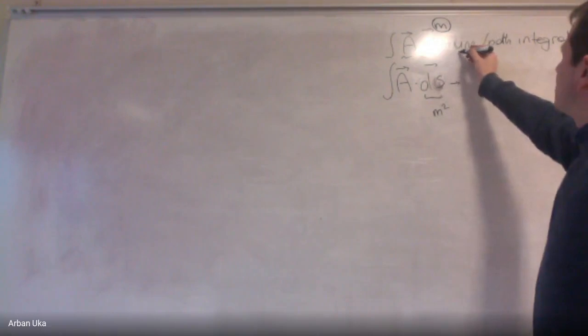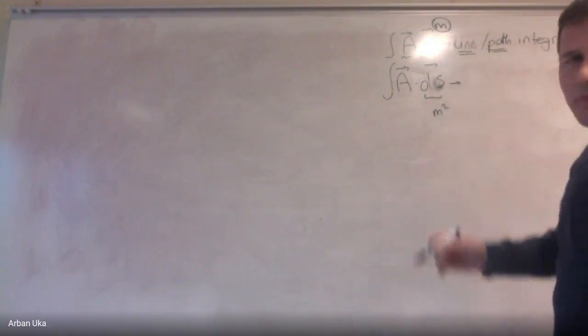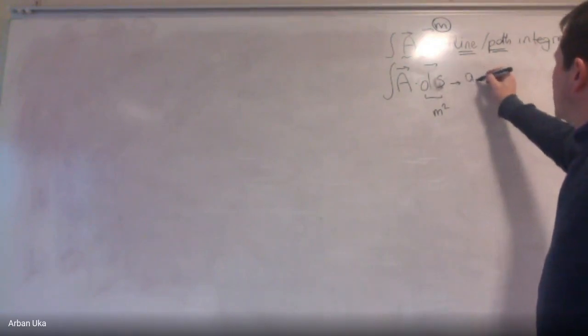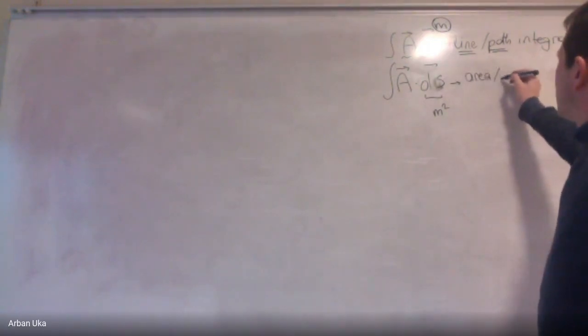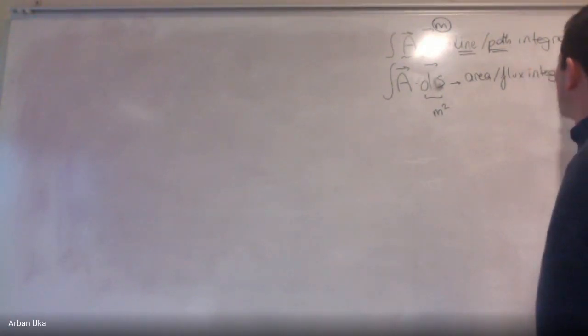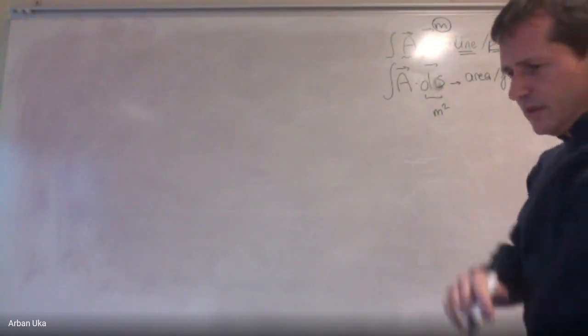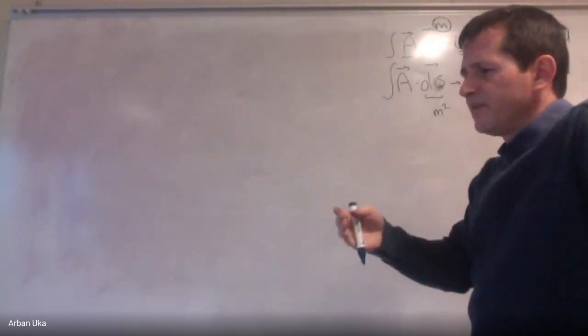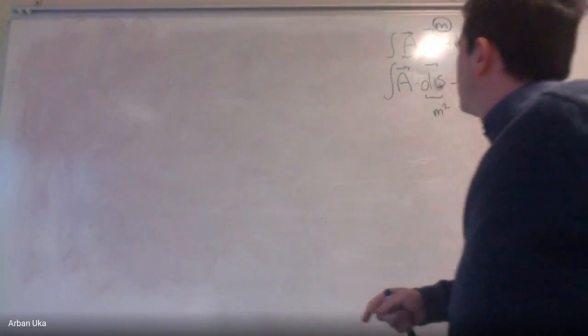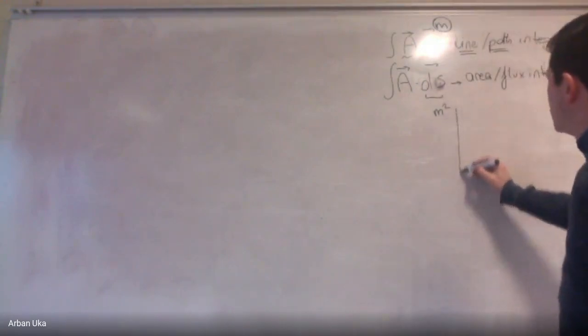The first one can be called a line integral or a path integral, okay? The second one can be called an area integral or flux integral. We call it also a flux because a flux we often calculate as the number of field lines per unit area. Now let's see an example, which will be the following.